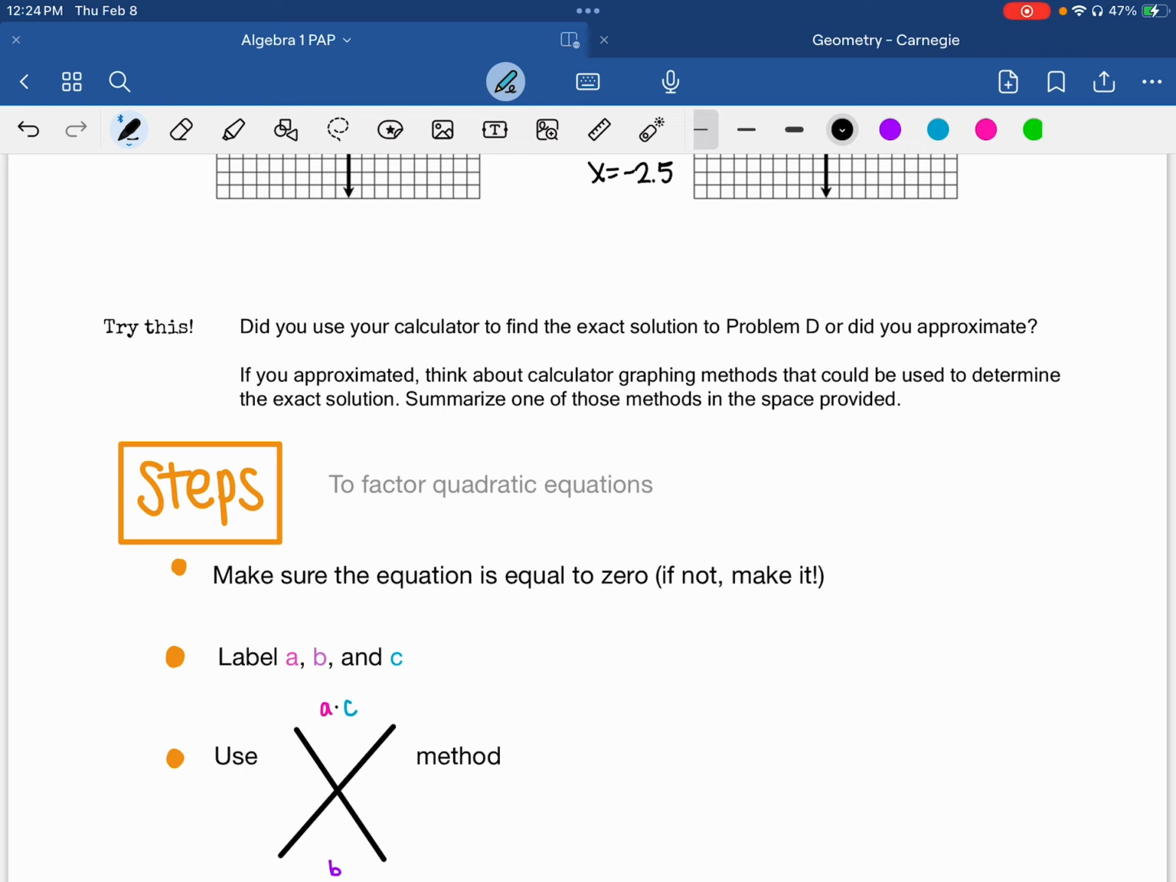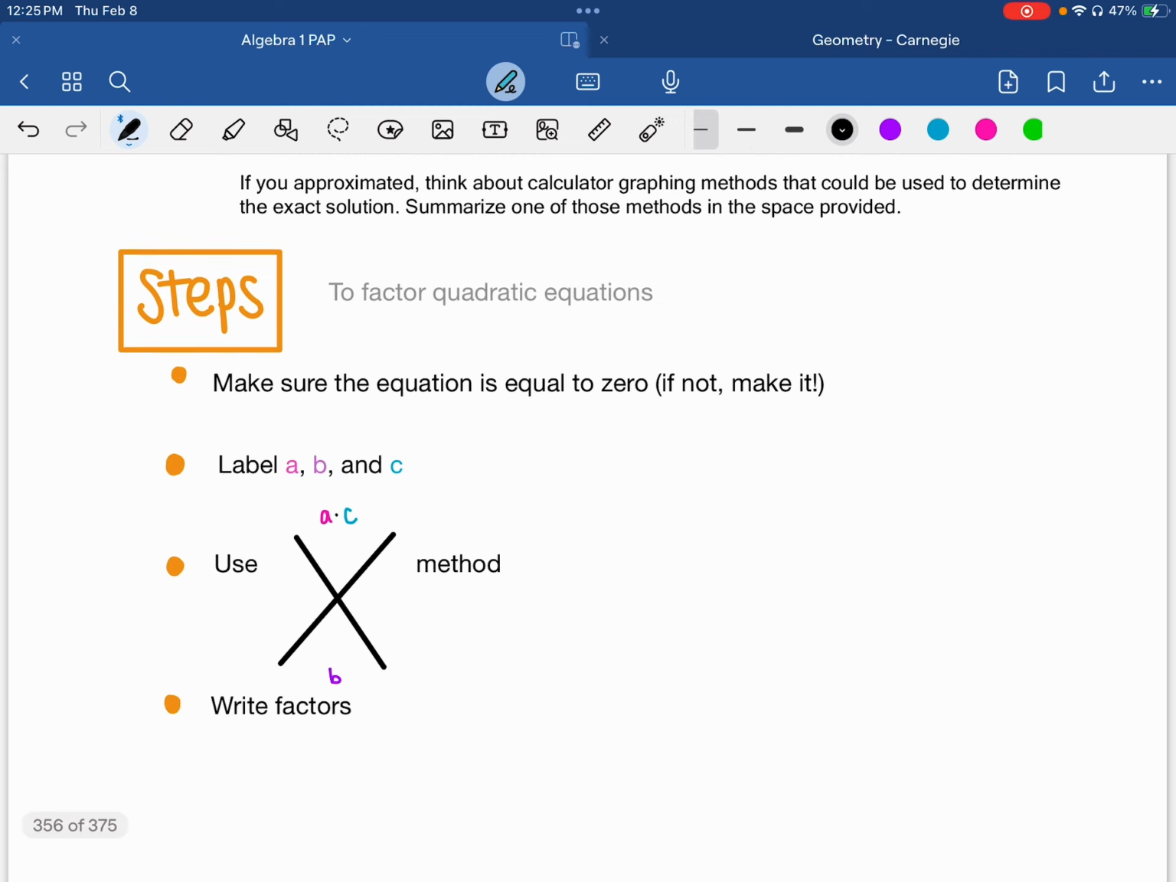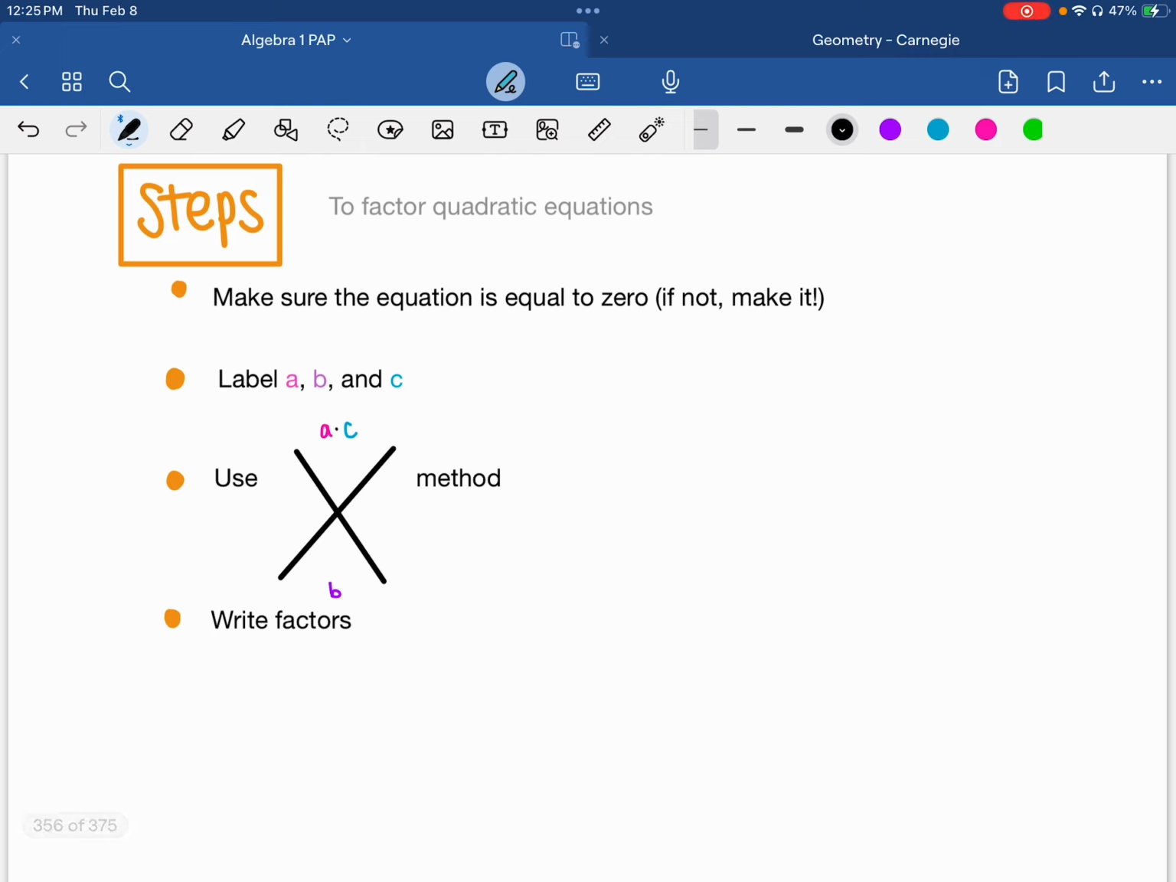If you are approximating, there is another way that you could actually solve this equation. You could also solve this equation without a calculator using factoring. So let's just go over very quickly the 4 steps to factor a quadratic equation. The first thing you need to do is make sure that the equation is set equal to 0. If it's not, like it was in our first example here, you need to go ahead and make it, just like we did in this first example. Then we're going to go through and label our A, our B, and our C values. We need to know what those 3 numbers are.